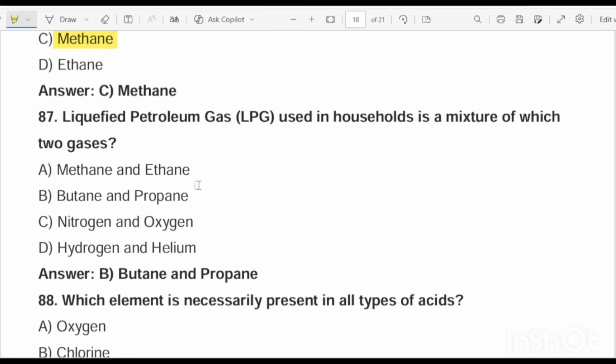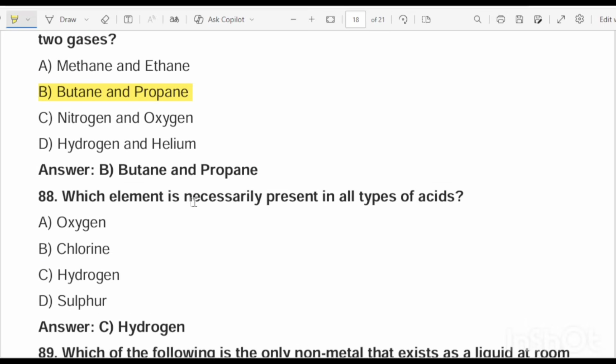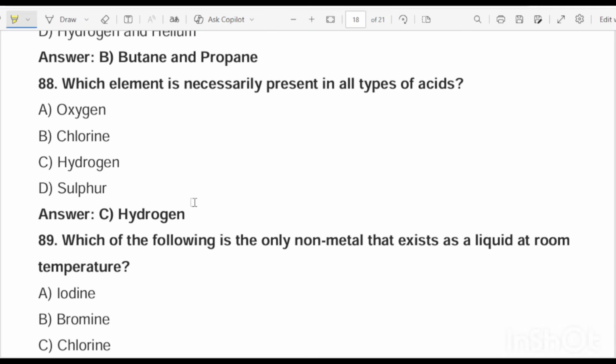Next question. Liquefied petroleum gas used in households is a mixture of which two gases? Correct option, option B, butane and propane. Means butane and propane. Next question, which element is necessarily present in all types of acids? Correct option, option C, hydrogen.